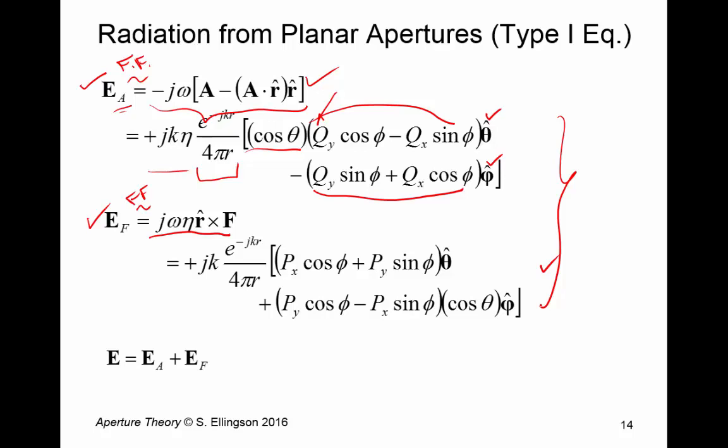And then finally, if I want the complete answer using type 1 equivalence, I have to add the results that I get for the equivalent electric currents to the result that I get from the equivalent magnetic currents. I add them up, and that's the total field.